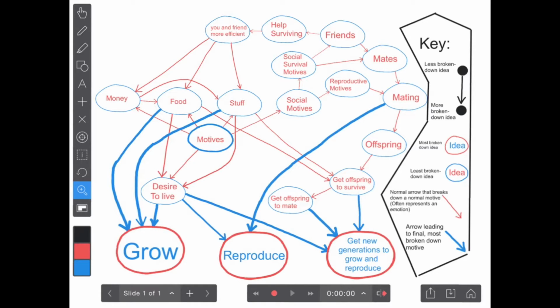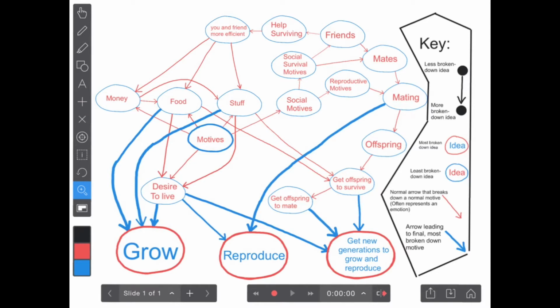Okay, so basically, the motives are anything that makes you want to do anything. They're caused by happiness, anger, love, whatever. But basically, you want to get money, food, and stuff. They're the social motives, and you want to live. So the money, food, and stuff are the most simple motives that you want to get to.